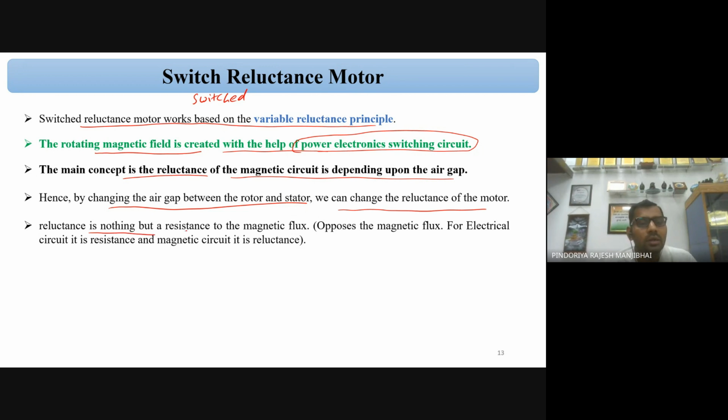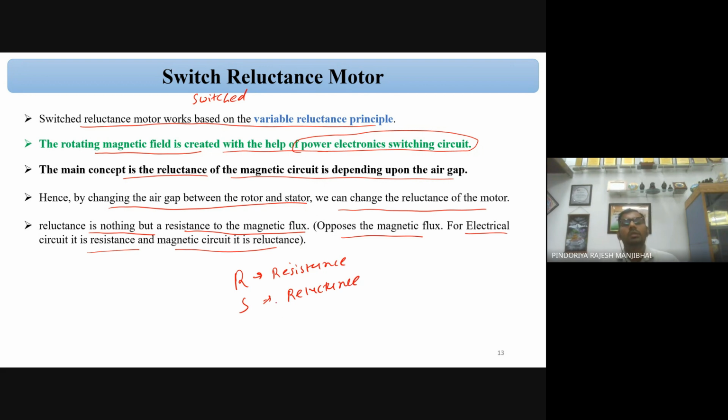Reluctance is nothing but a resistor to the magnetic flux. Yes, as you said, it is a magnetic resistor. It opposes the magnetic flux. For the electrical circuit it is a resistor and for the magnetic circuit it is a reluctance. So we say R is the resistor and S is the reluctance.